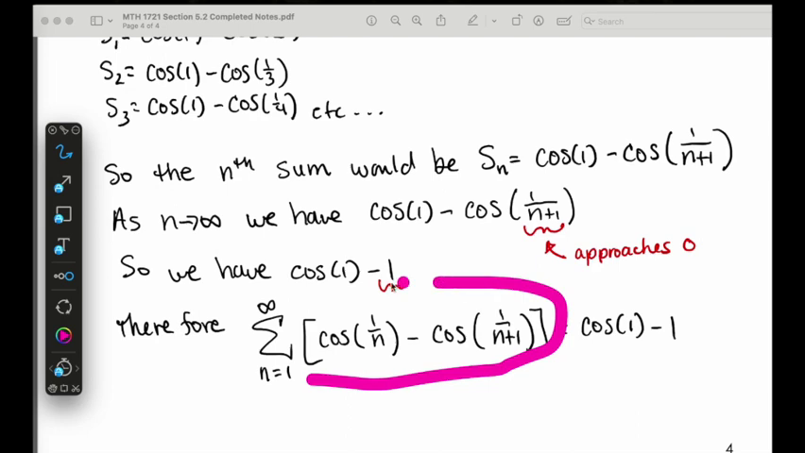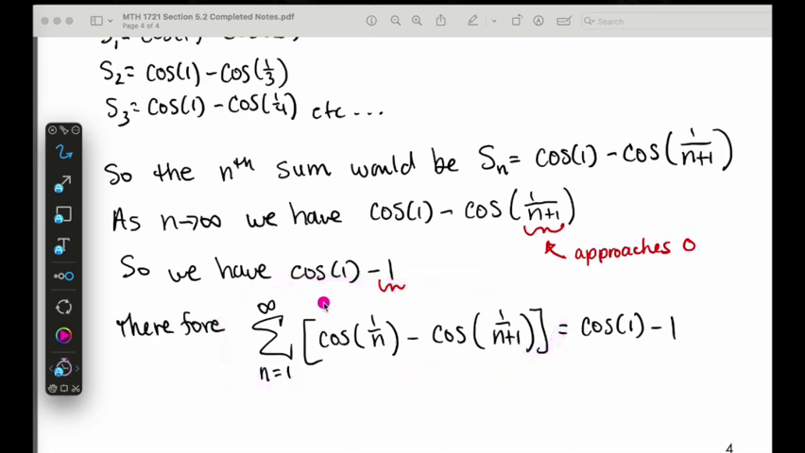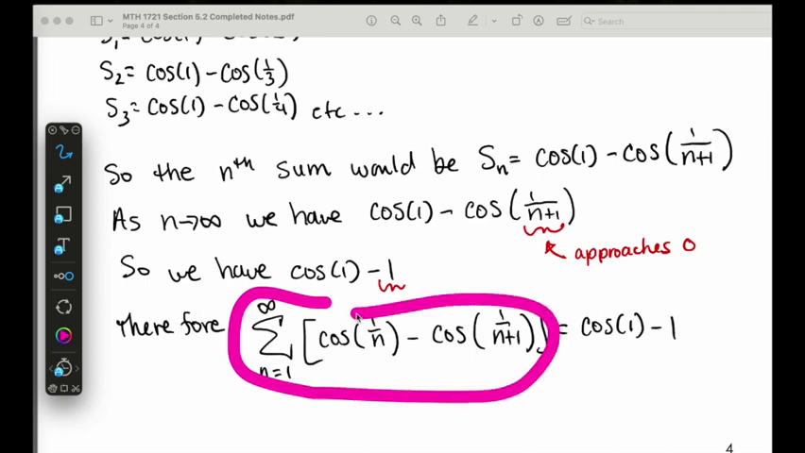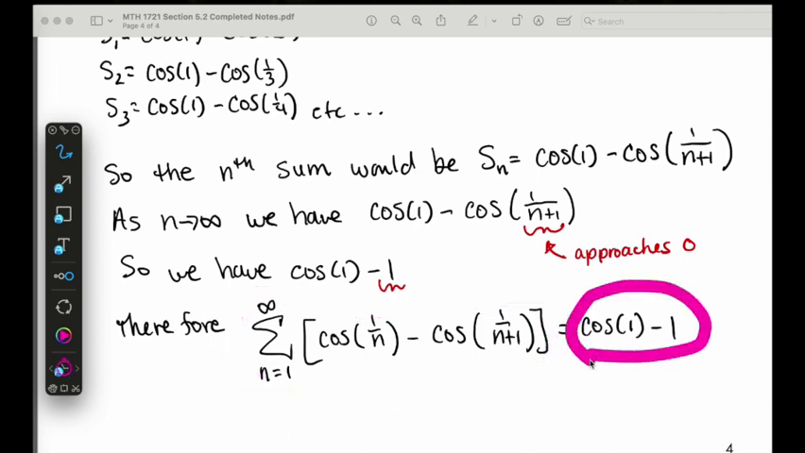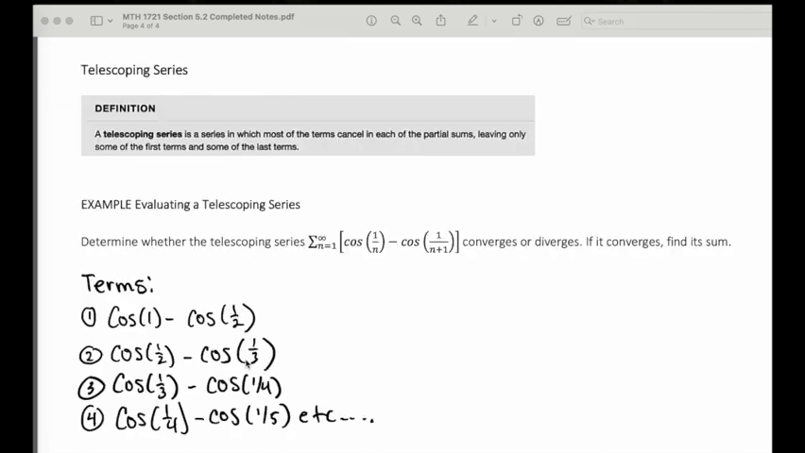Therefore, since the limit of the sums exists and it converges, the series is going to be equivalent to cosine 1 minus 1. So when you're dealing with a telescoping series, most of the terms are going to cancel and you're just going to be left with a few terms, which makes it a little bit easier to figure out what your series is equivalent to.